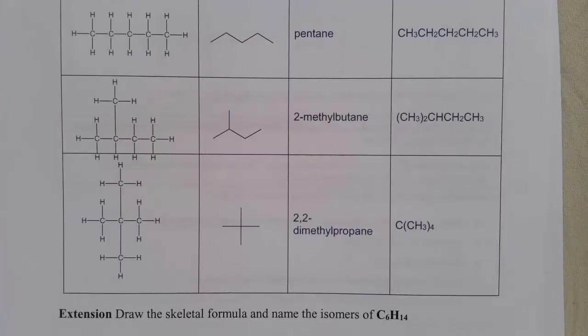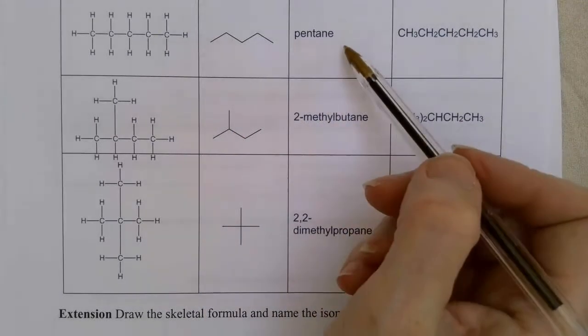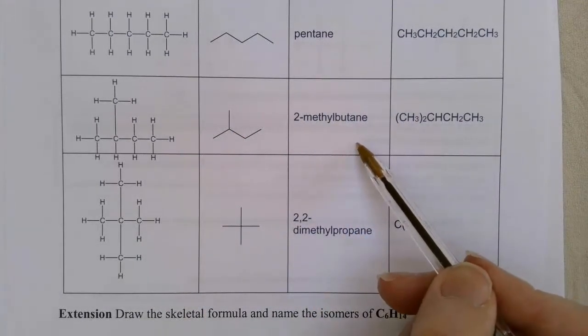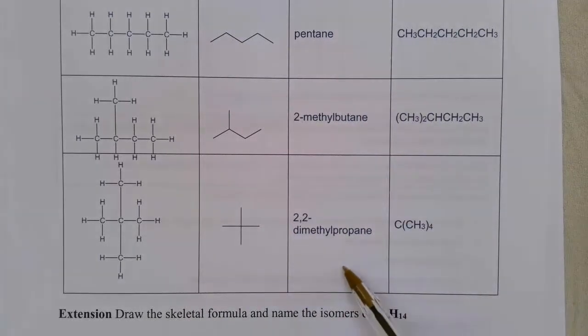So on the next page I have the 3 isomers with the formula C5H12. You can see here I have my straight chained pentane, and then I have 1 branch to make 2-methylbutane and 2 branches which will make 2,2-dimethylpropane.